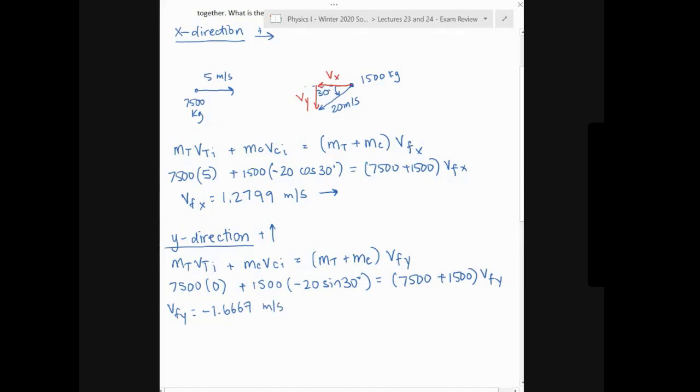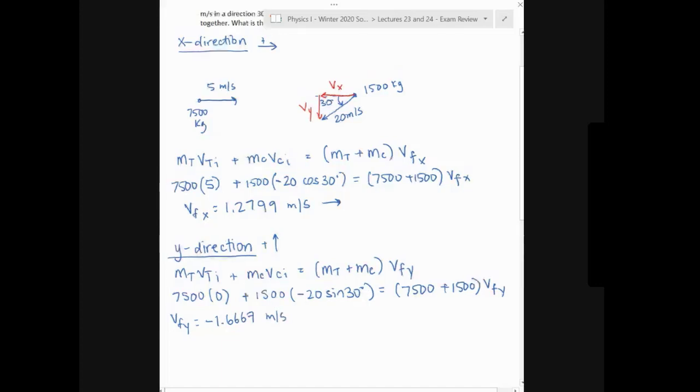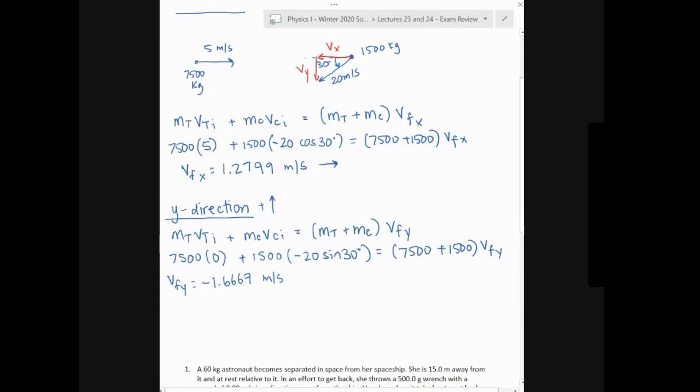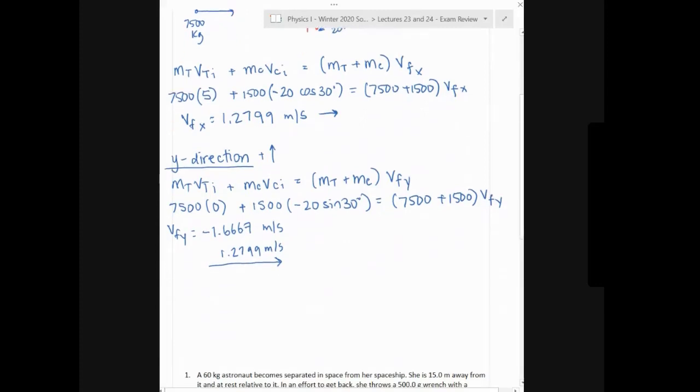Is anybody getting the same answer as me? Yeah. Okay, awesome. So now I know the x direction, the y direction. Since it's negative, I know it's going downwards. So now I can put them both together. So I have an x component that's going to the right, which is 1.2799 meters per second, and a y component that's going downwards of 1.6667 meters per second.